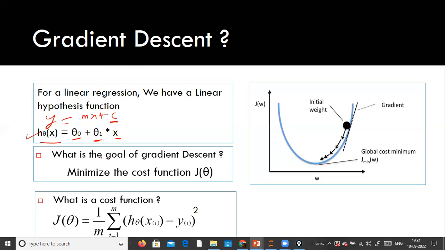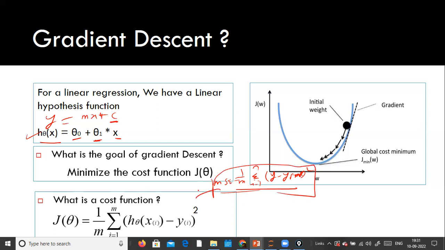Now, what is the goal of gradient descent? We want to minimize the cost. So what is the cost? We know it very well: 1 by n, sum over i equal to 1 to n, of actual minus predicted, and whole square. This is your mean squared error, right? You find the difference between the actual and predicted, then you square it, then you sum it, and then you find the mean. This is your mean squared error.